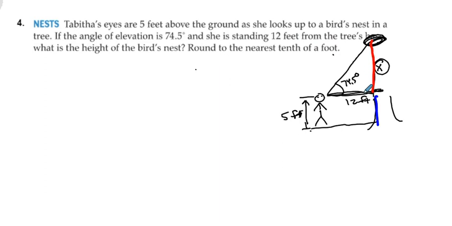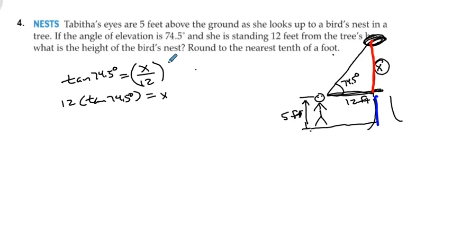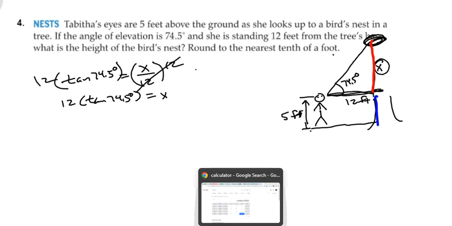We don't have the hypotenuse to work with, so we're going to use tangent. The tangent of 74.5 degrees is equal to the opposite, which is my x, over 12. We'll figure this out, and then add 5 feet to it. So it's going to wind up being 12 times the tangent of 74.5 degrees to get x by itself. All I did is multiply this by 12 and multiply this by 12, so those cancel out and you get x. So you have 12 times the tangent of 74.5 degrees.